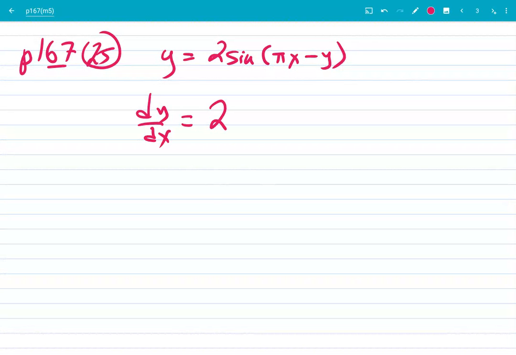What's the derivative of the sine? Look, of stuff, it's complicated. It's not just x's in there. So derivative of sine of stuff is cosine of stuff times the derivative of the stuff inside. Derivative of pi x is pi with respect to x, and derivative of negative y is negative dy dx.